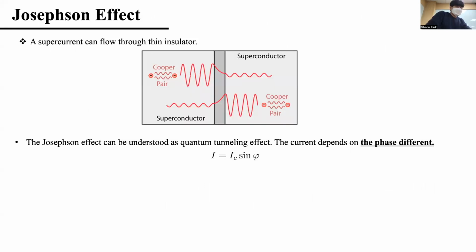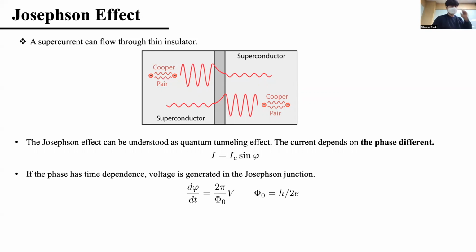And I will give you a brief introduction of the Josephson effect. A supercurrent can flow through a thin insulator. It's just a quantum mechanical effect. You can imagine the quantum tunneling. The very important thing is the Josephson effect, the tunneling through the insulator.